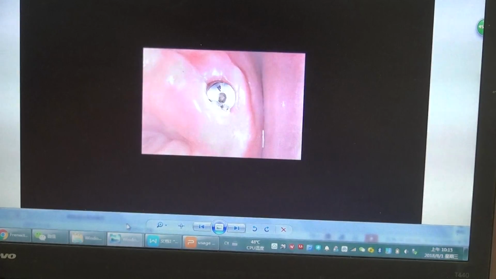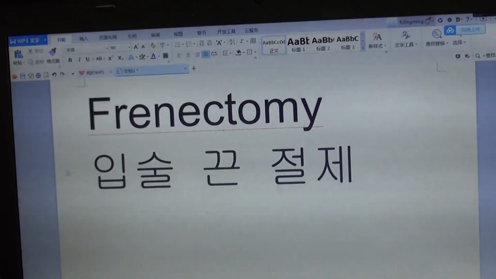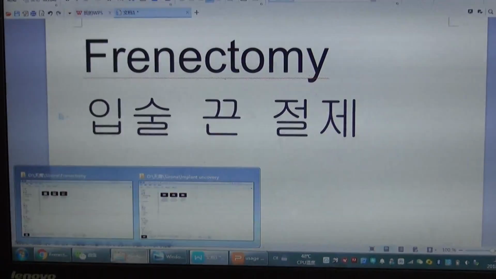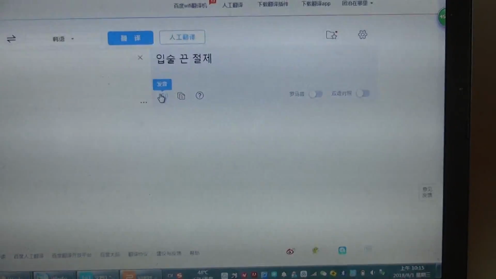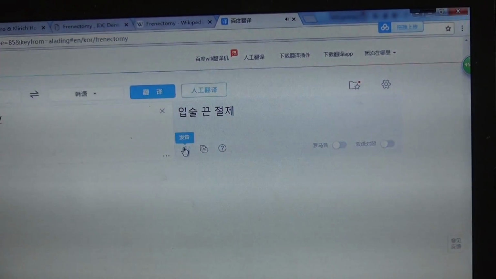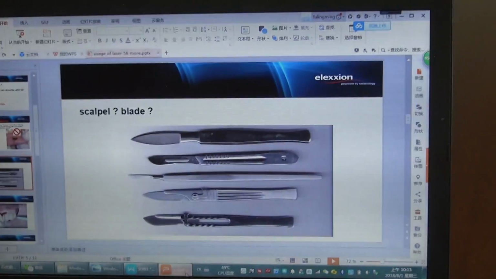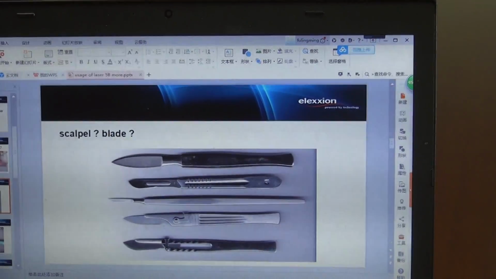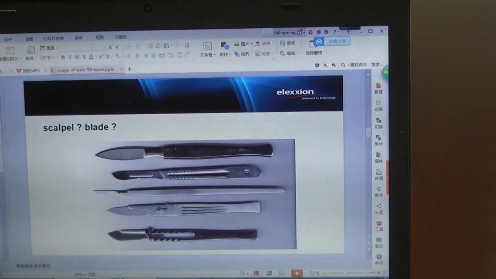Well, the usage of laser, I can send you. Oh, sorry. This is what I found for this word in Korean language. Frenectomy. How do you say it? Too complicated for me to say. The usage of laser, I can send this PowerPoint file to your email address. So this is the first idea I want to explain.